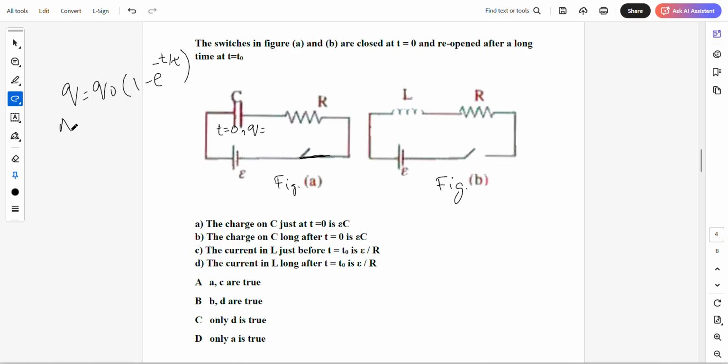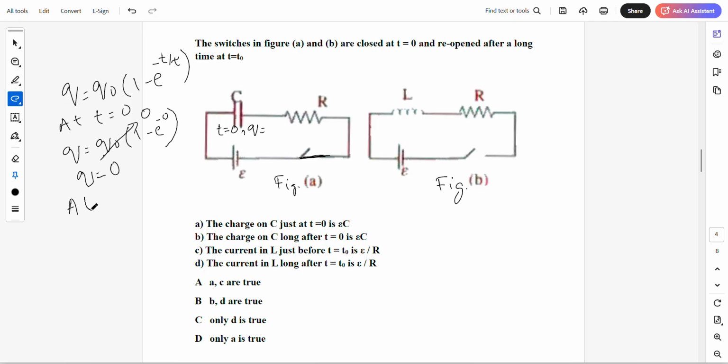At t = 0, Q is equal to Q naught into 1 minus e to the power of minus 0. Correct. e to the power of 0 is 1, so this gets cancelled and everything will be 0 here. Q is equal to 0.